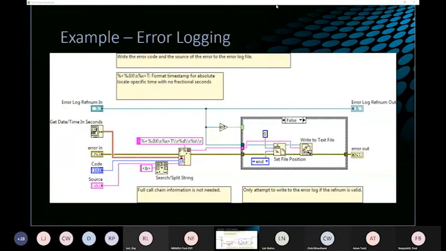Here's an example of error logging code in LabVIEW. You can see on the left side, we're taking the timestamp, the error code, and the source, and we're using the Format Into String function to format that all as a single string based on the format specifiers that are above the call. Then we're passing that into the case structure where we are writing that to the end of a text file, right? And that's important, to write to the end of the file so you don't overwrite any previous errors that were logged. So that's one simple example of error logging code.